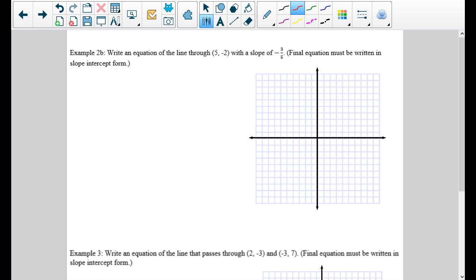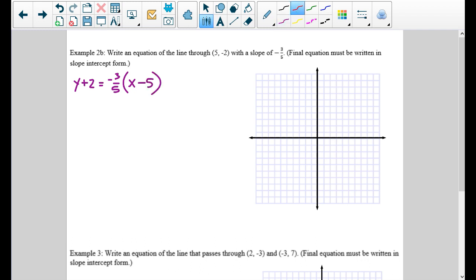So example 2b says write an equation of a line through (5, -2) with a slope of -3/5. The final equation must be written in slope-intercept form. So I'm going to do this again in point-slope form. So y minus my y value, which is -2, so that's going to become a +2, equals my slope, -3/5 times x minus x value, which is 5.